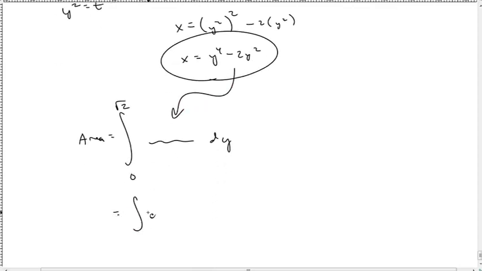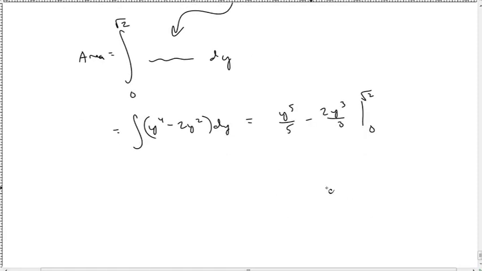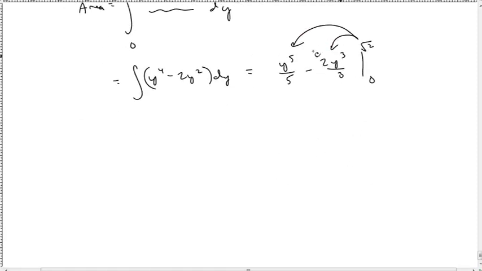And so I got y to the 4th minus 2y squared dy, again from 0 to square root 2. Add 1 to the power, divide by the new power. Same thing on both sides. And I'm going to plug in the square root of 2. 0 would cancel everything. And I got a negative 8 over 15 times the square root of 2.